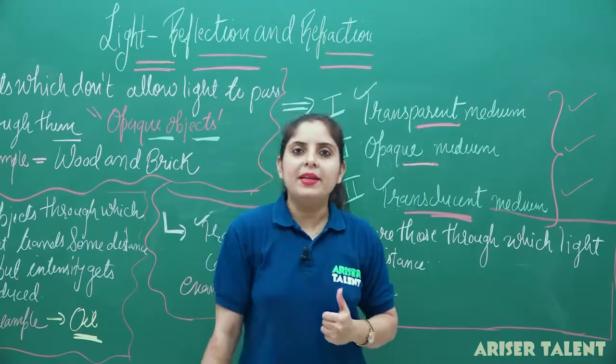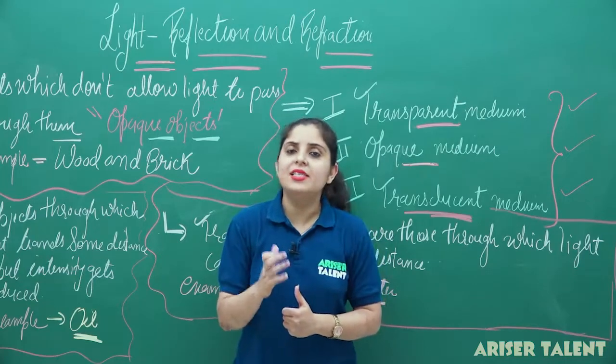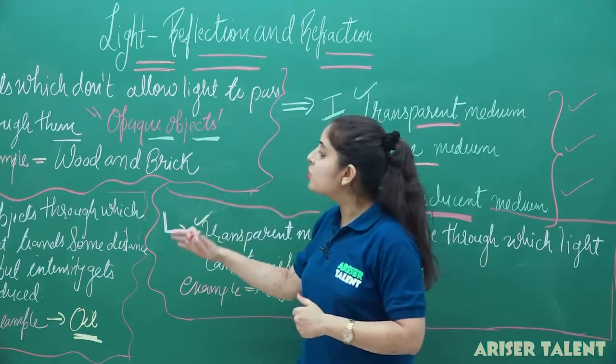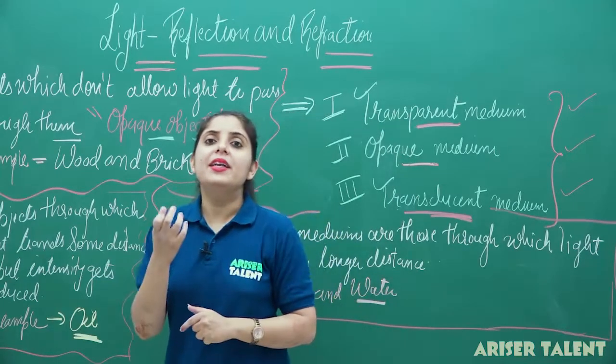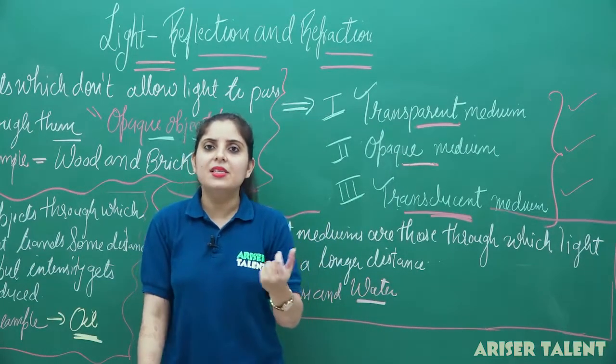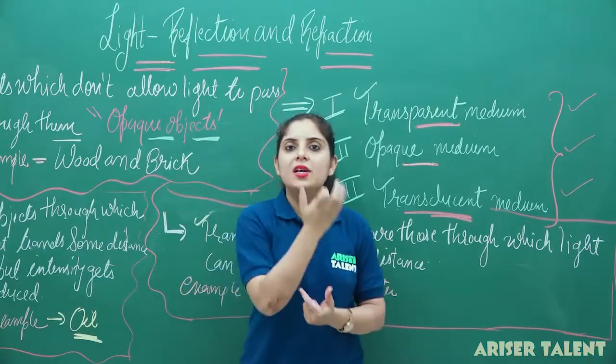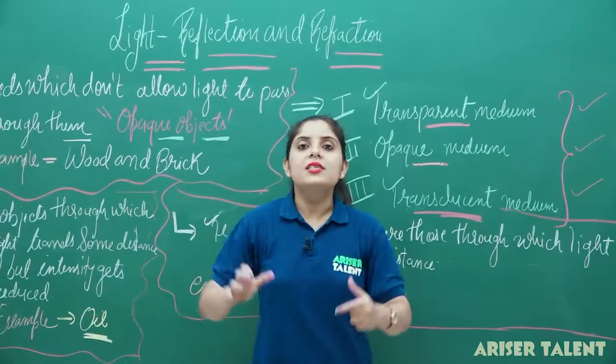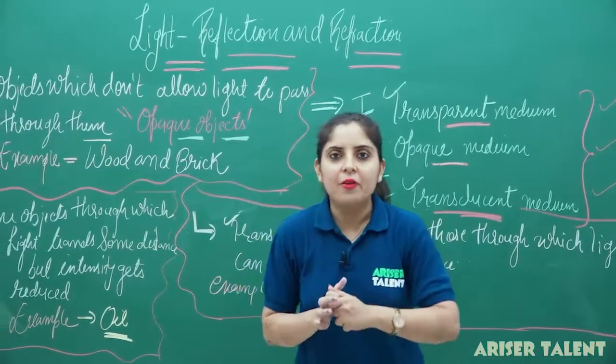Second is the opaque medium in which the light does not have a tendency to propagate, and the example here is wood. Third one is the translucent medium. These mediums have a tendency to pass the light through some distance but its intensity gets reduced as the light passes through it, and the example we have is oil. So this is about the propagation of the light we have discussed.